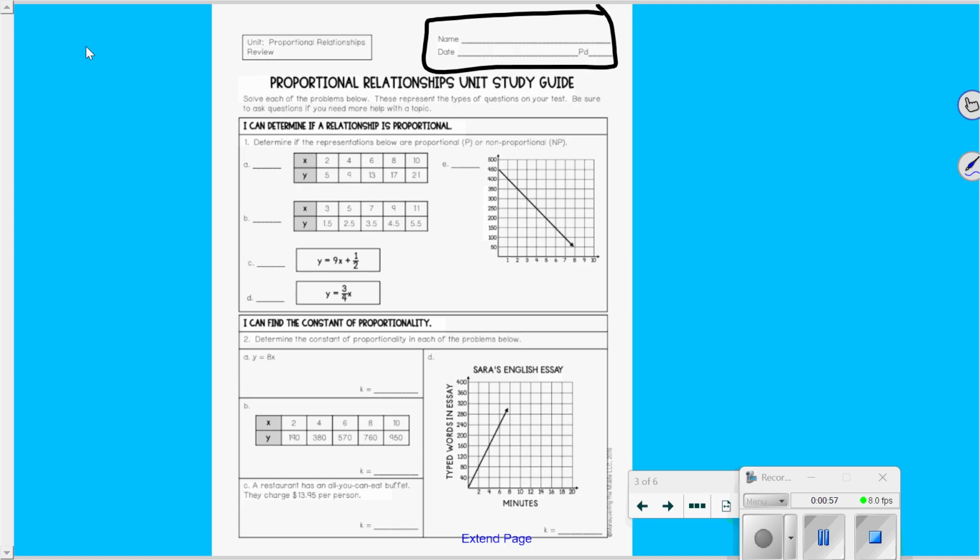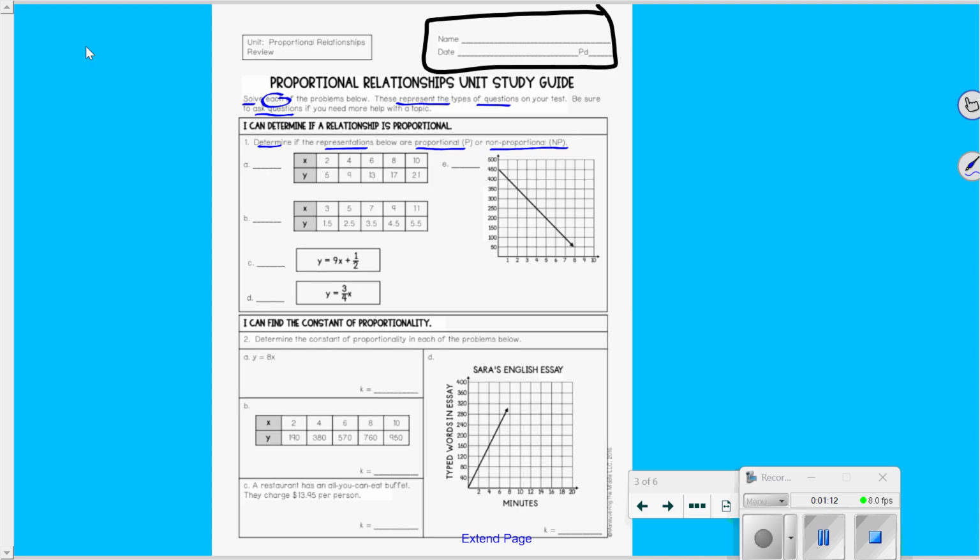Here's what we're going to do. We're going to solve each of the problems below. They represent the types of questions on your test. Be sure to ask questions if you need more help. Our first one, determine if the representations are proportional or non-proportional. They even gave you an abbreviation to use.